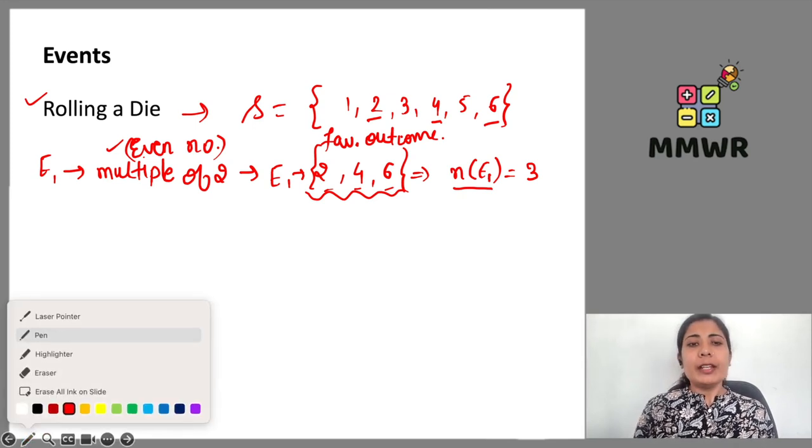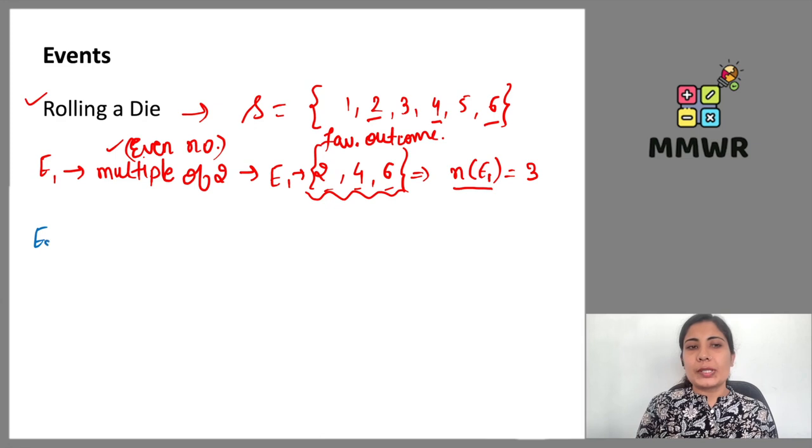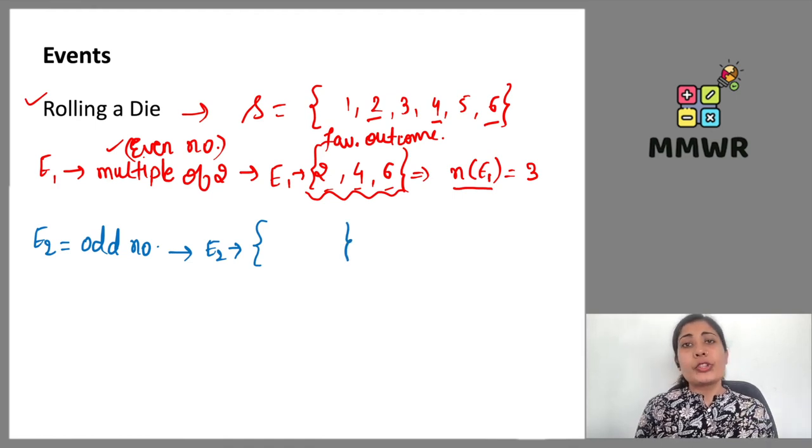In the same way, we can find out for event 2 also. Event 2 is getting an odd number, right? This is event 2. In this case also we have to list out all the favorable outcomes for event 2. So what favorable outcomes are we going to have for the odd number event?